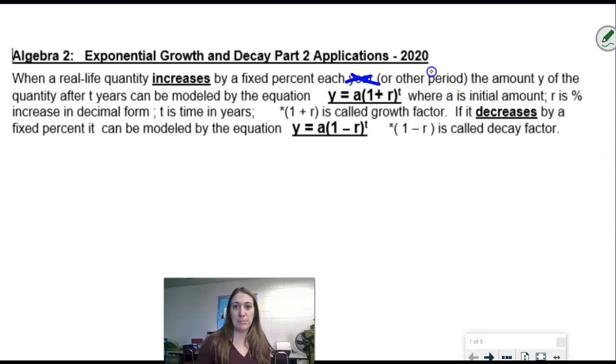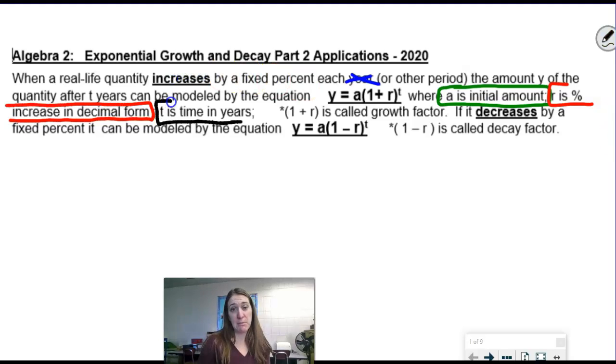So a couple of things to pull out of this paragraph you might want to highlight. A is the initial amount, and that's going to go for growth or decay. R is the percentage written in decimal form. And then there's one more variable in there. They use T for time. And again, it's not always in years. That's a little misleading. That 1 plus R is called the growth factor, and 1 minus R is called the decay factor. We know it from our previous lesson as being known as the base.